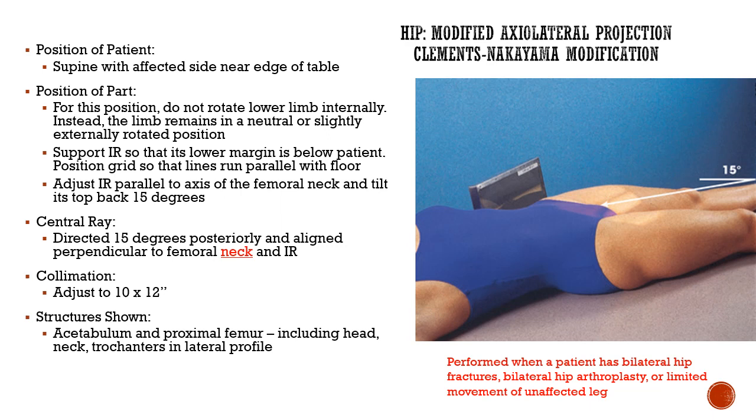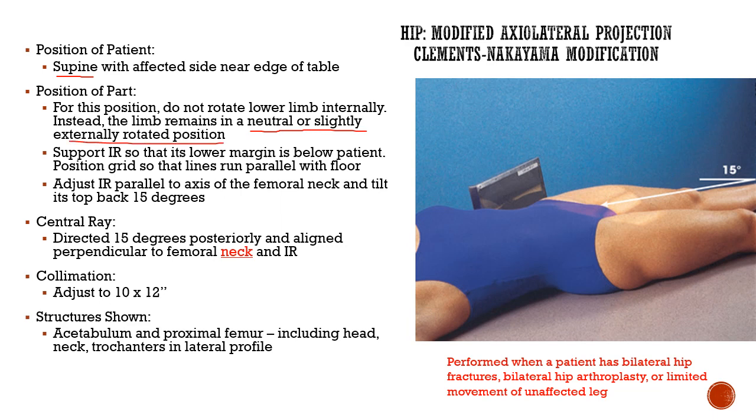Another option is a modified axial lateral projection, the Clements-Nakayama modification. This projection is performed when a patient has bilateral hip fractures, bilateral hip arthroplasty, or limited movement of the unaffected leg. The patient is still supine, but for this position, we're not going to rotate the lower leg internally. Instead, it's going to remain in a neutral or slightly externally rotated position.